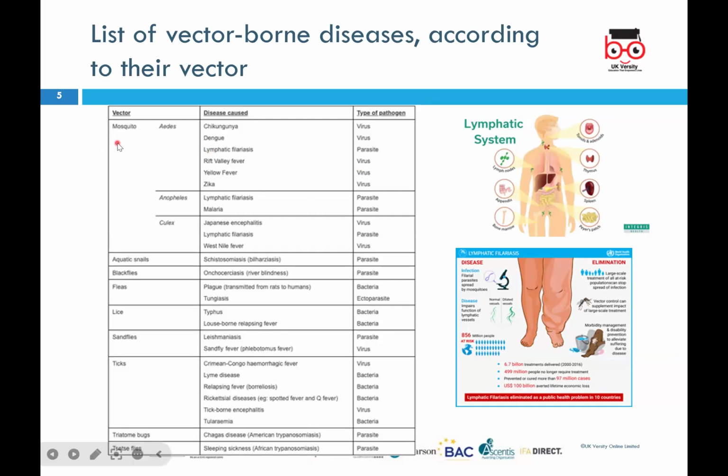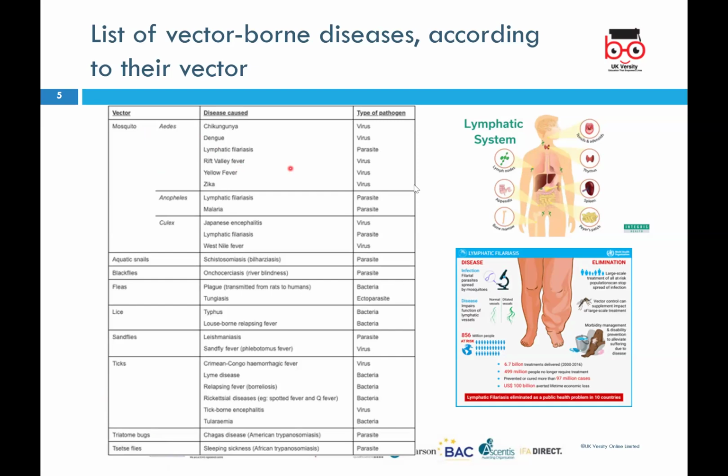So you have mosquitoes, where you have different types of mosquitoes. So these are the vectors, okay? You have mosquitoes as a vector, aquatic snails as a vector, black flies, fleas, lice, sand flies, ticks, triatom bugs, and tsetse fly. Okay, these are all different vectors that carry different organisms within themselves.